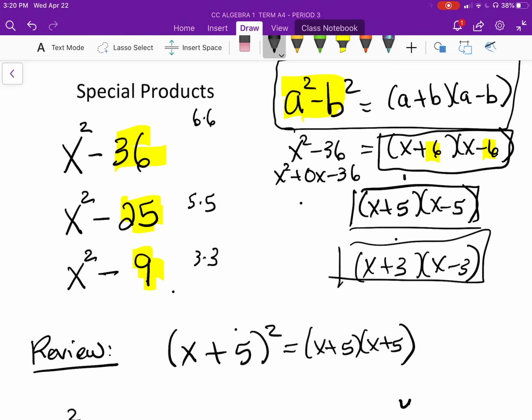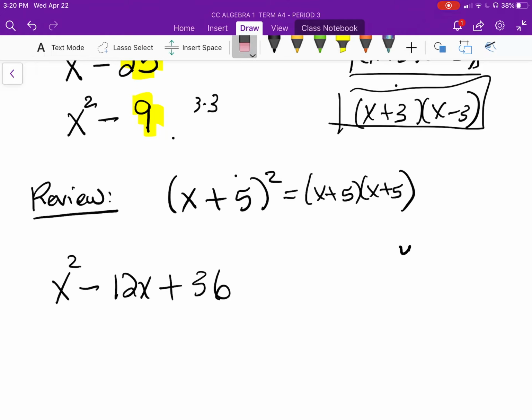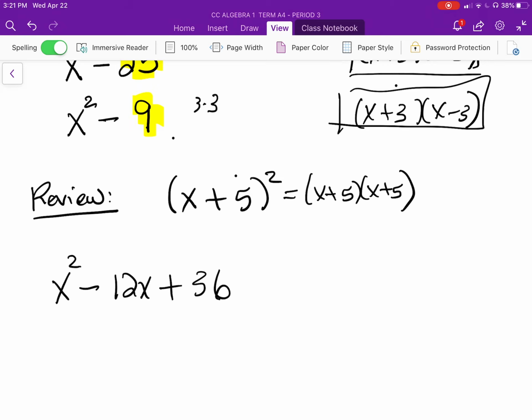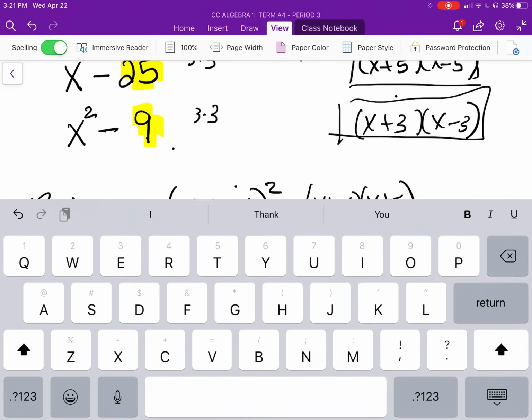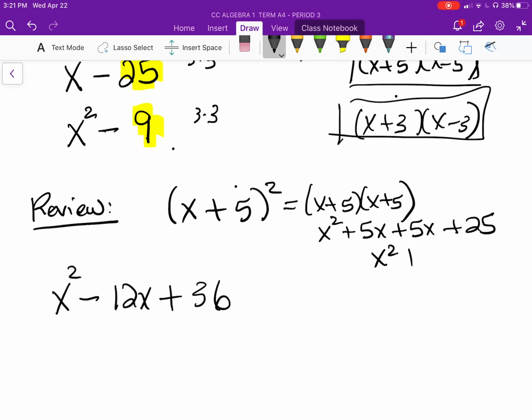And then if we follow the rule for FOIL, this would come out to be, which we did earlier in the first lesson, x squared plus 5x plus another 5x plus 25. And in this case, we get a 10 in the middle because we added up two 5s. They didn't cancel each other out.